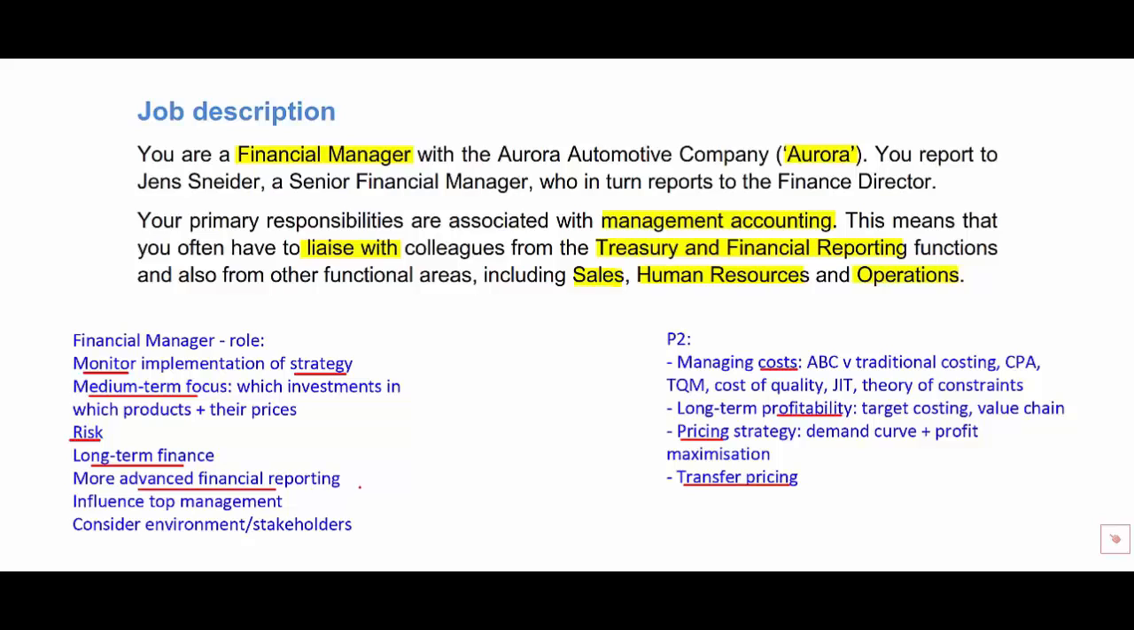You're talking as well here about influencing top management. You're likely to have a wider variety of colleagues contacting you. They're likely to be quite senior. You will have senior managers, directors across the company coming to you for advice on exam day, and it's important that you know how to influence these people. You're getting your point across. You're selling them a particular recommendation. So keep that in mind.